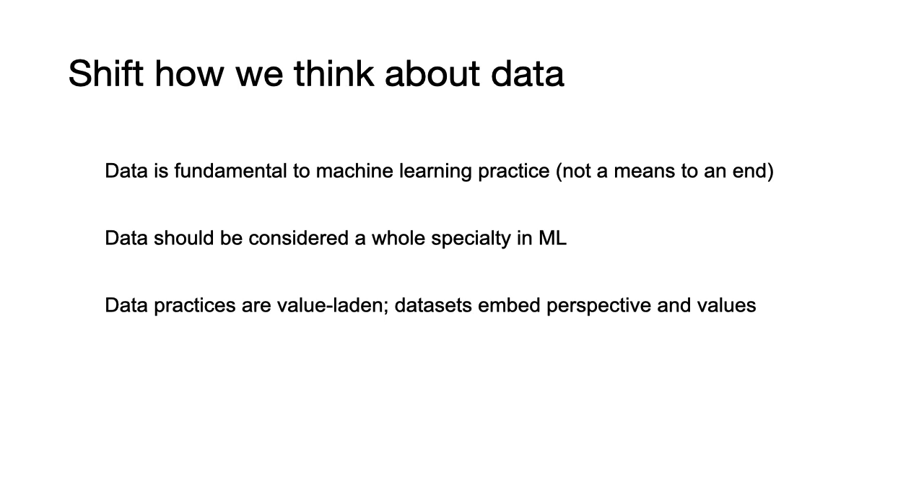To conclude, I just want to reiterate some of the points that Timnit made earlier in this lecture. Data is fundamental to machine learning practice. It's not a means to an end. This means that as computer vision practitioners and as machine learning practitioners, we need to change the way in which we're thinking about data. We need to recognize it as a fundamental part of the machine learning pipeline, not some pre-work that has to be done in order to get to the real technical work.